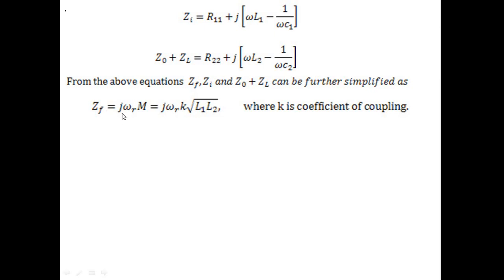We know that ZF is equal to j omega M, j omega R into M. We know the basic formula for the mutual inductance, where K is the coupling coefficient. We call it the coupling coefficient K into the square root of L1 L2.